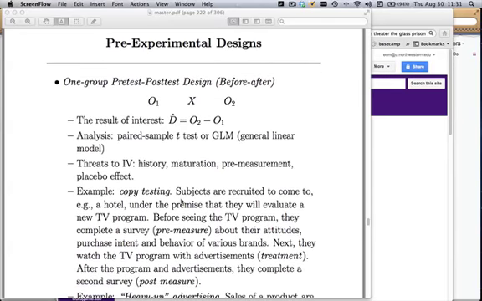Let's take a look at another pre-experimental design. What we're really doing here is moving through chapter 10. This is a design we've already discussed. It's the before-after design, where you take a measure, you do something, and you take another measure. Now, sometimes this design is okay, but often it's not.